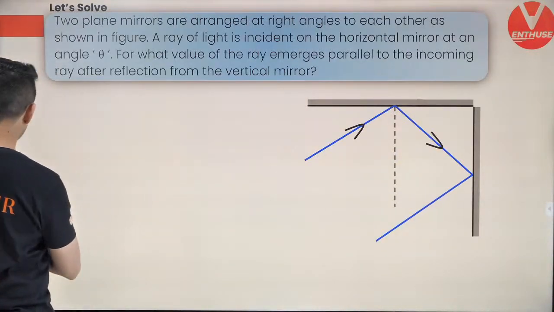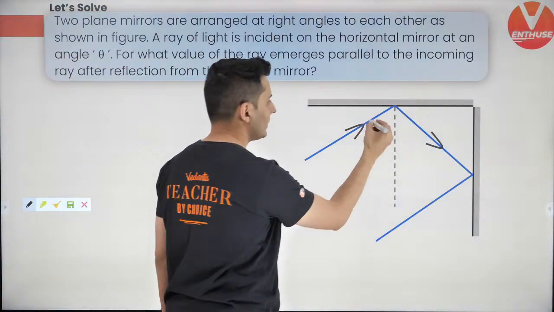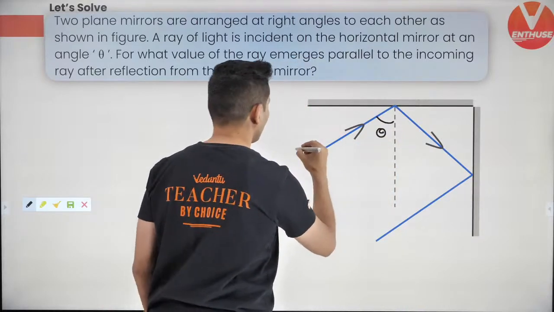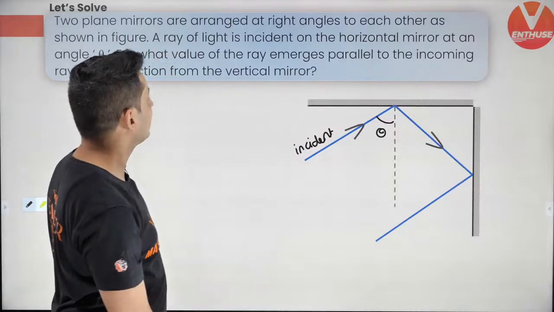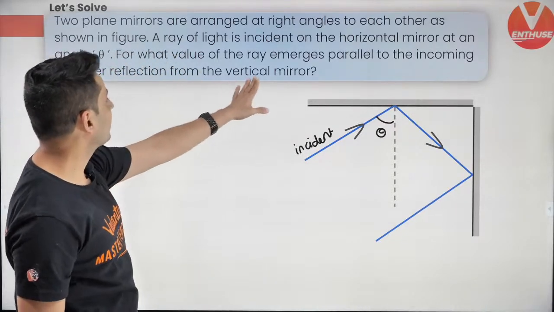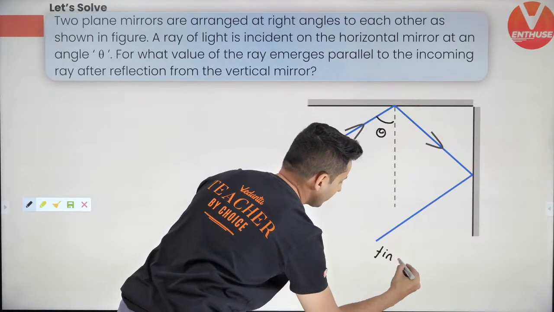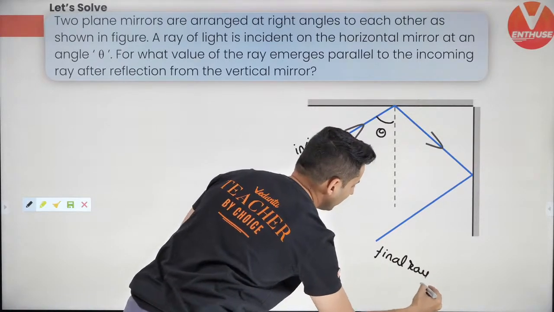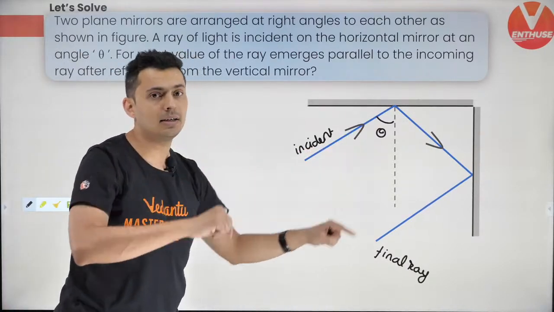Let's have a look. First, what is given? It is given that this angle is theta. This is incident, and this is the incoming ray. So the ray after reflection from the vertical mirror, this is the final ray which is going to come out. They both must be parallel. So for what value of theta is it going to be?